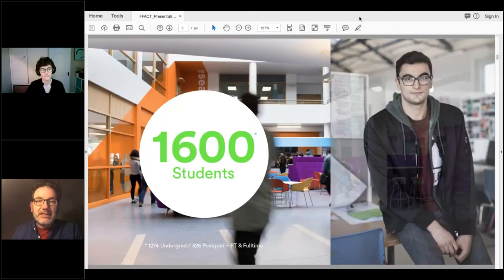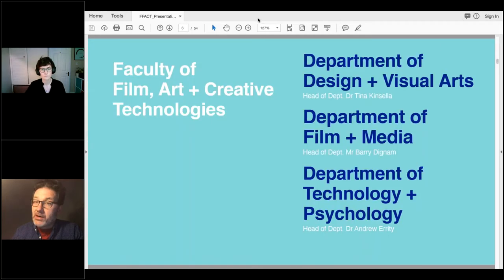So the faculty is about 1,600 students between undergraduate and postgraduate. So it's a busy faculty. Very much our roots are in that art school kind of sensibility. There's three departments: Design and Visual Arts, Film and Media, and Technology and Psychology. So we really do cover an awful lot of different types of programs. But the core philosophy is learning by doing and making, whether it's projects in labs, making physical or digital items or films or animations, whatever it might be. And that's kind of who we are.